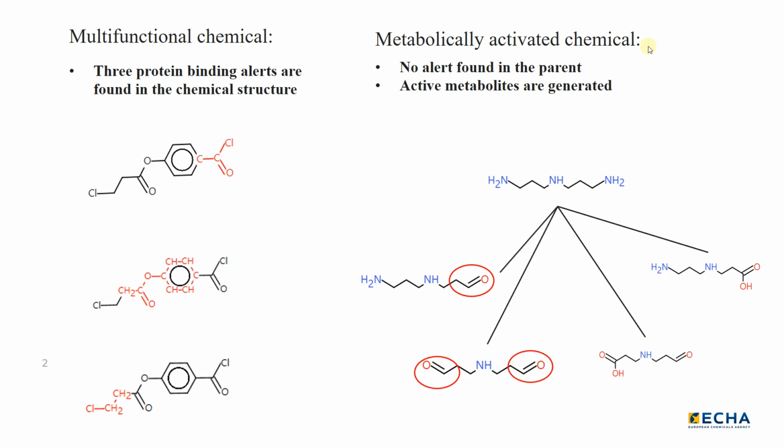The second scenario covers the cases where the target chemical is activated metabolically, producing many metabolites with different alert groups. In this case, we use the alert performance to identify the alert with the highest calculated performance, taking into account the metabolic activation of the selected analogues.